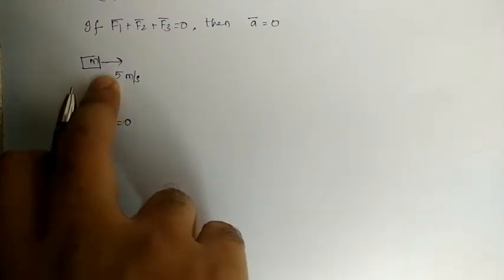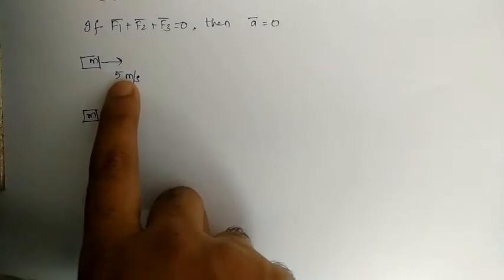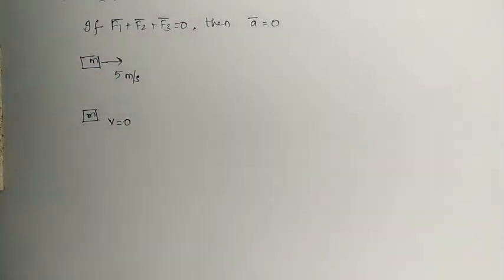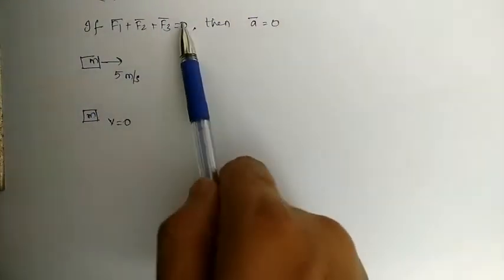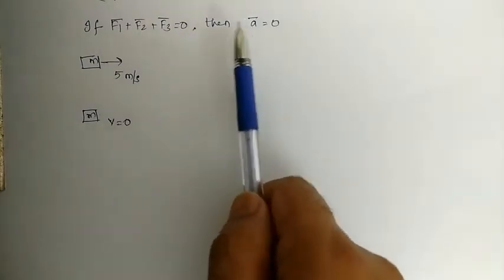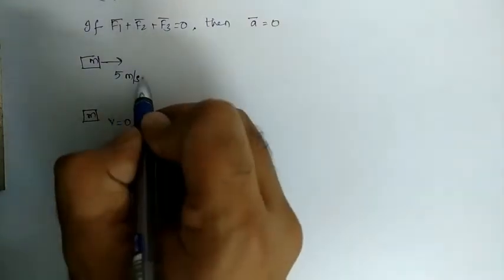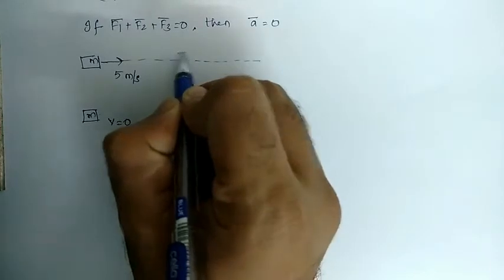I'm not drawing the forces here because I don't want to make the diagram more complicated. The arrow indicates the direction of its velocity, and the magnitude of the velocity is represented by 5 meters per second. Let's say we have three different forces, F1, F2 and F3 acting on the body, and the sum is equal to 0. Then we can say acceleration is 0. What we mean by acceleration being 0 in this case is that the body will continue to go in the right direction forever.